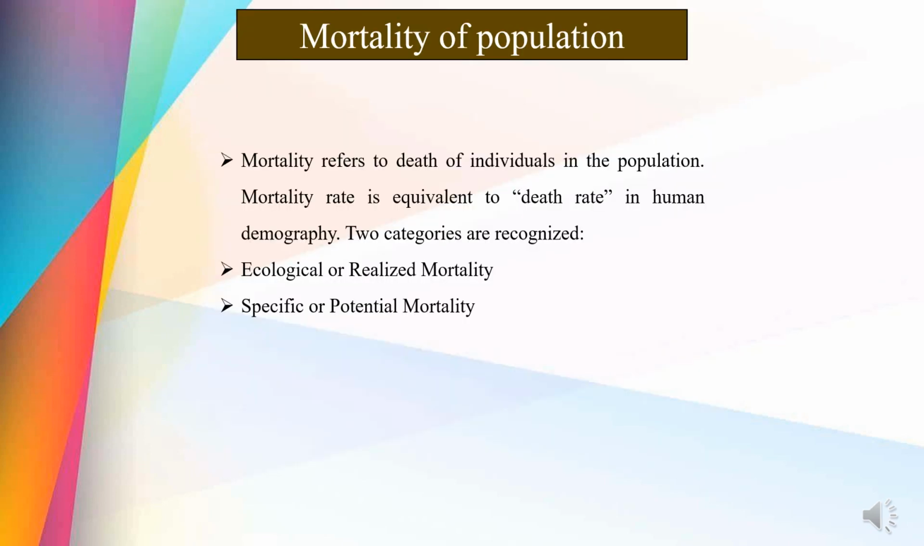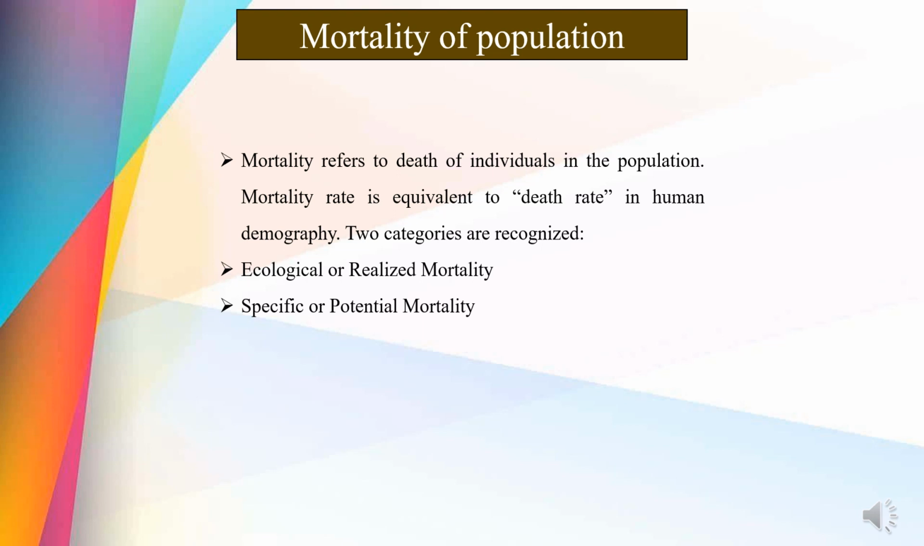Then coming to the mortality of population, it refers to death of individuals in the population. This rate is equivalent to death rate in human demography. So two categories are recognized. One is ecological or realized mortality. It is the loss of individuals under a given environmental condition. It is not a constant but varies with population and environmental conditions.